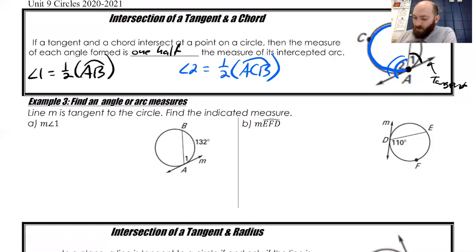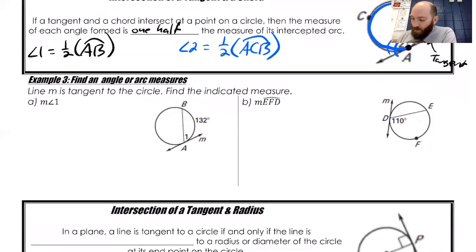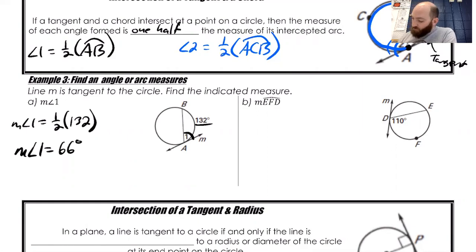So if I go down to example 3, line M is a tangent, find the indicated measure. Measure of angle 1 is that one right there. So the measure of angle 1 is 1/2 of the 132. So that is going to come out to 66 degrees. I'm going to just double check my mental math on that one. Yep, 66.